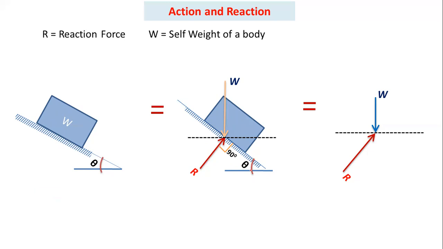Here the angle is theta with respect to horizontal, so here also the angle is theta. Now from this diagram you can observe that the angle between this reaction force and this horizontal reference line is 90 minus theta. Then the angle between this reaction force and the vertical is theta.